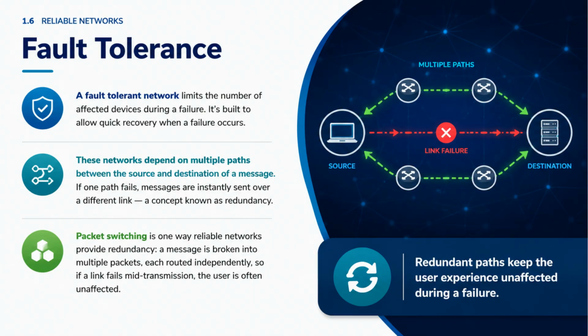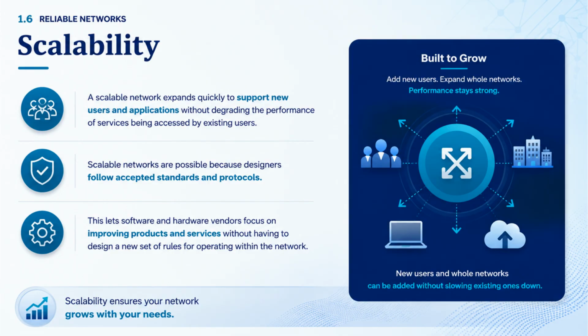Fault tolerance is about surviving failure gracefully. The key word is redundancy, multiple paths between source and destination. Walk through the diagram. If one path fails, traffic reroutes automatically, and the user often never notices. Mention packet switching briefly. A message gets broken into packets that can each take a different path to the same destination.